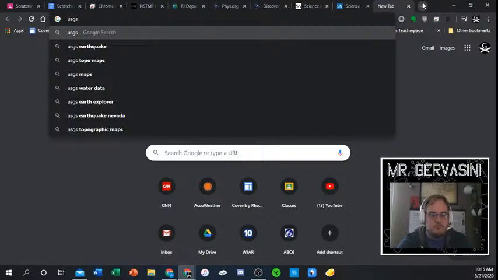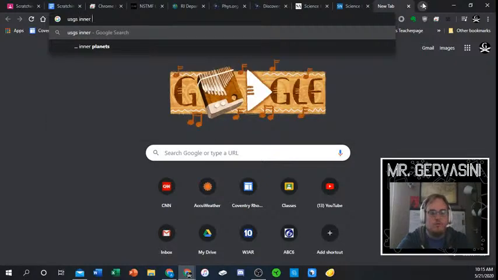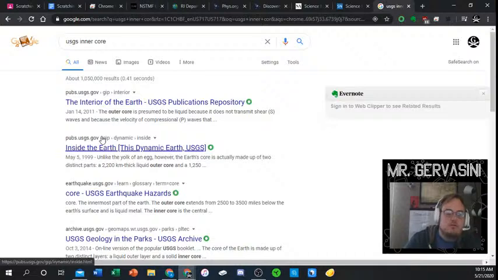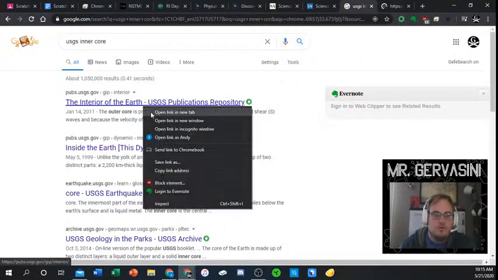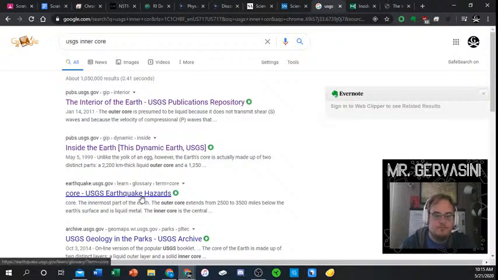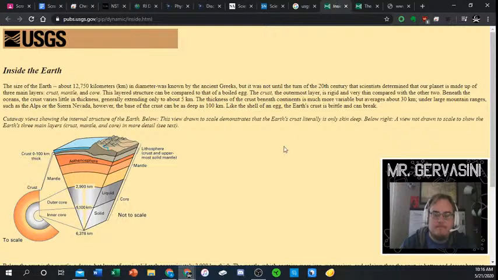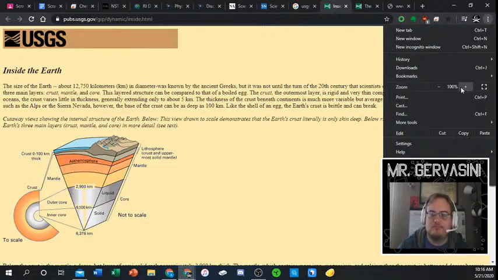USGS, and I look up inner core. Should probably put an E on that. Open some of these up. Inside the Earth. The size of the Earth. Let's see if I zoom in a little bit.